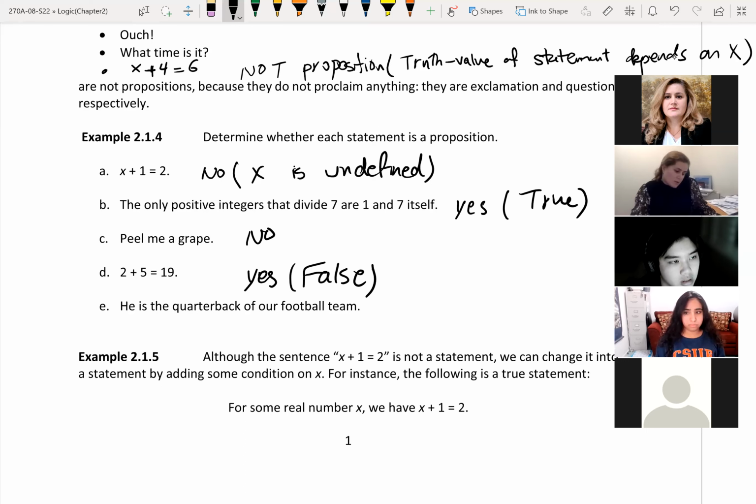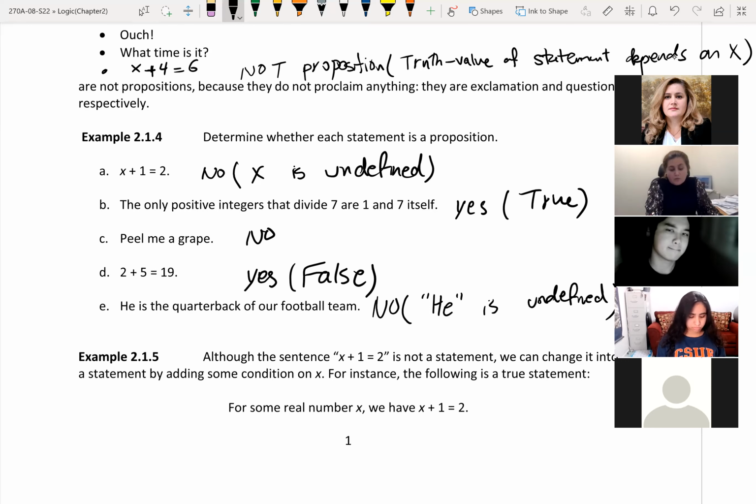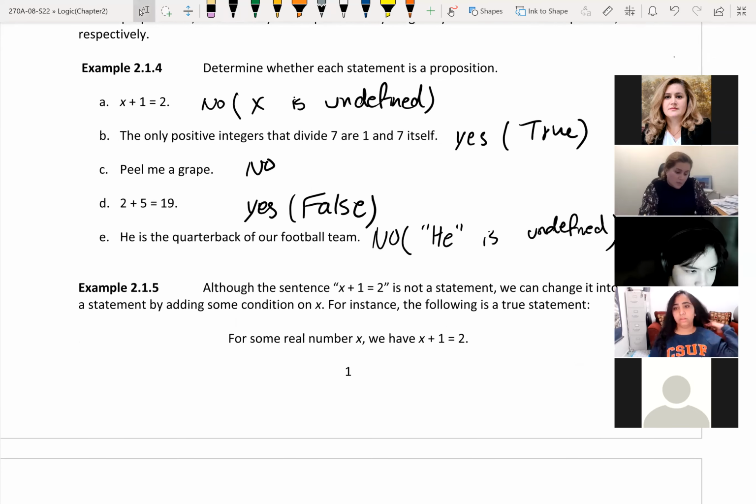He's quarterback on our football team. No, unless we know who he is, right? He is undefined. For someone it might be true, for some other people it might be wrong. So that is not a proposition.